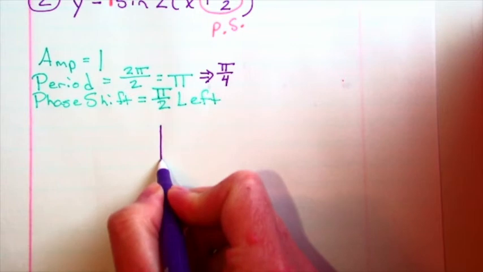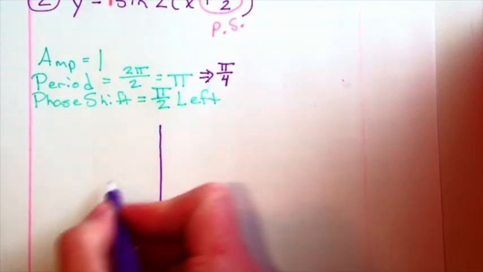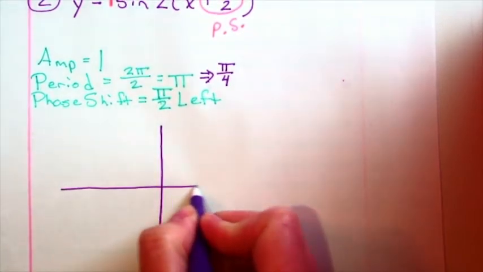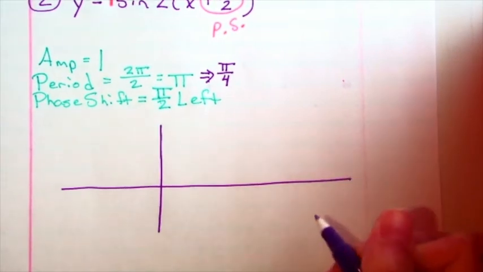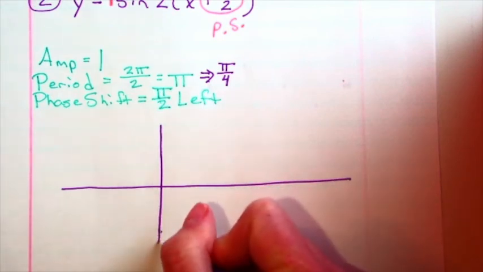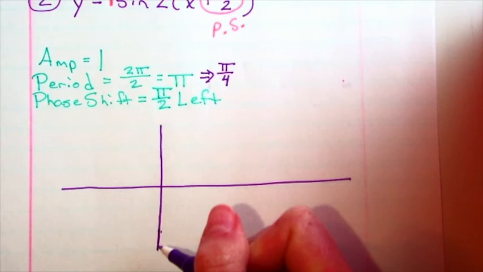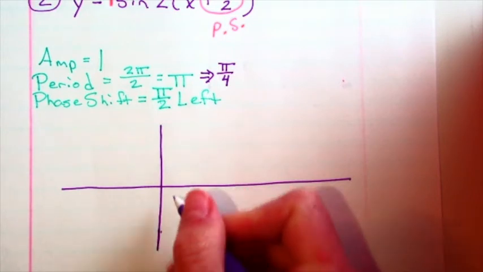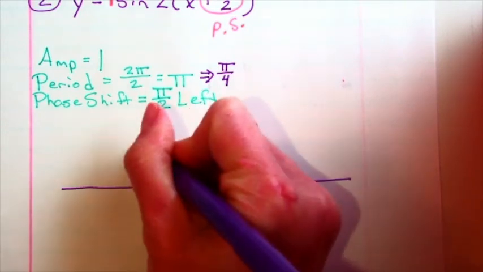When I make graphs that have been shifted, I usually like to draw them without the shift first and then draw them with the shift, because I think that makes it a little bit easier. Then you're only doing one change at a time. So the amplitude here is going to be 1.